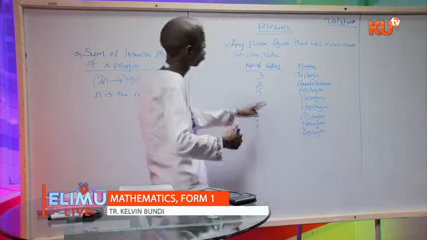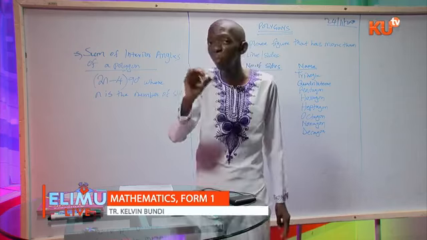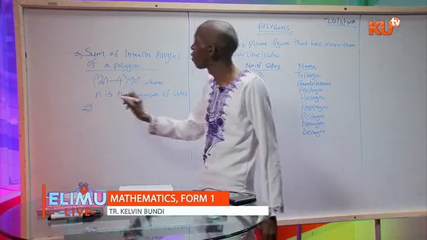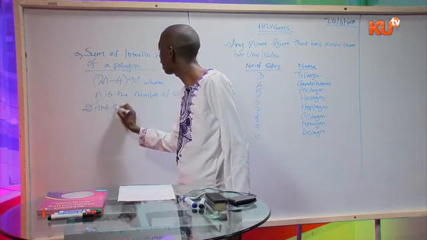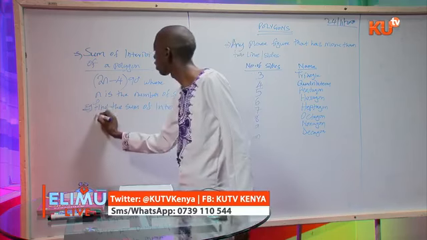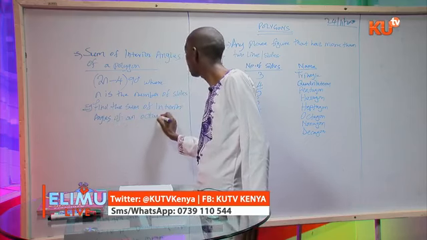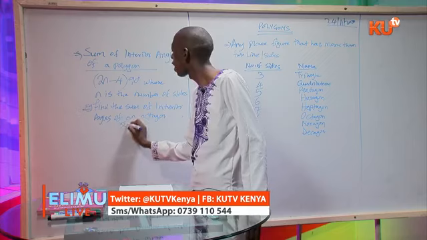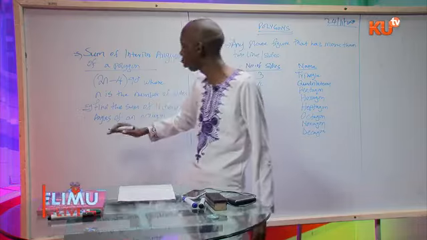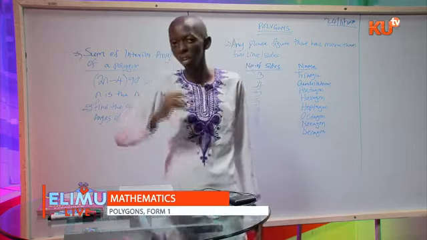My dear student, we've said you must know all these names of the polygons depending on the number of sides. For example, a question in the exam can come: find the sum of interior angles of an octagon. If you don't know an octagon, you'll not be able to solve this question. So a student should know that an octagon is an 8-sided figure.